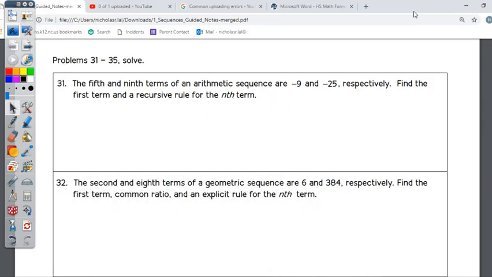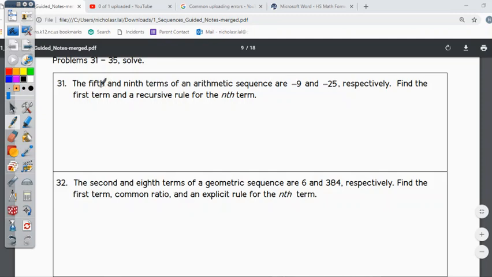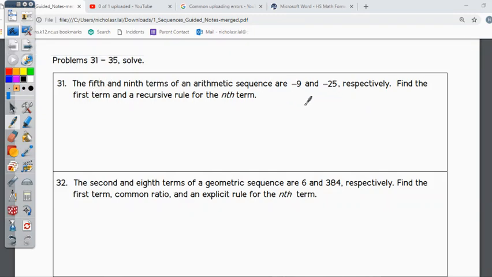All right. So we're now doing the sequences homework. I want to do a walkthrough for 31 through 35 because they're word problems and they're going to require applications to standard problems. All right. So it says the fifth and the ninth terms of an arithmetic sequence are -9 and -25. Find the first term and the recursive rule for the nth term.